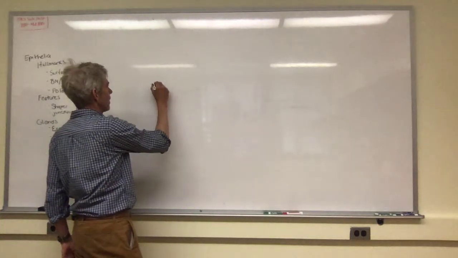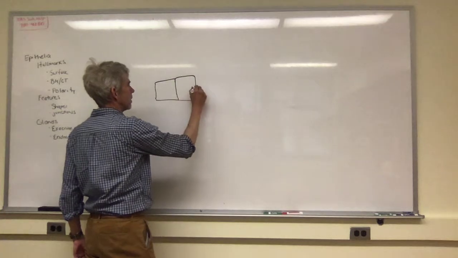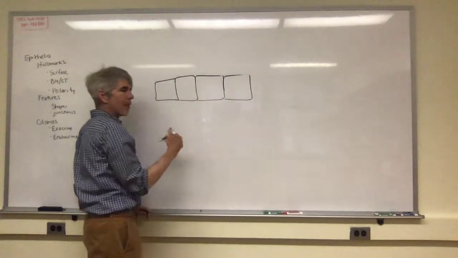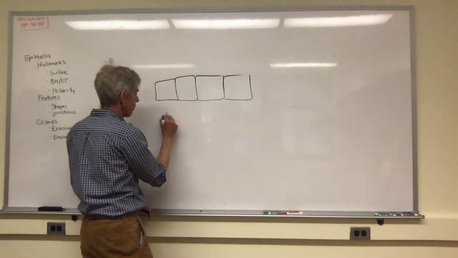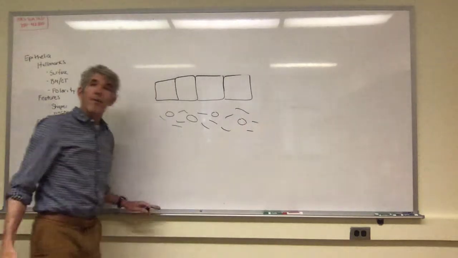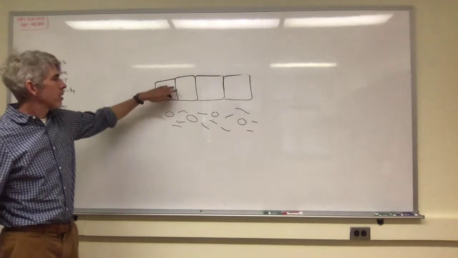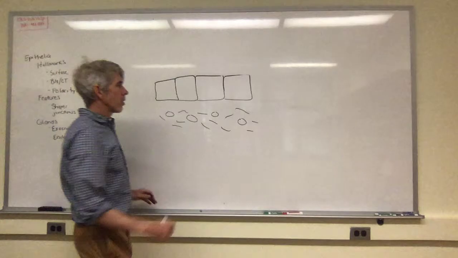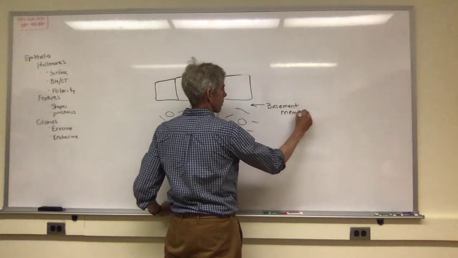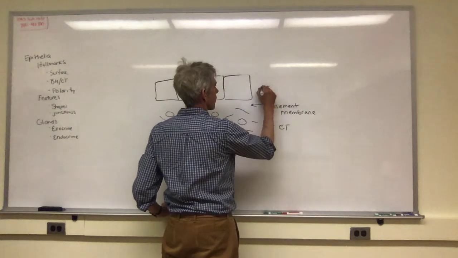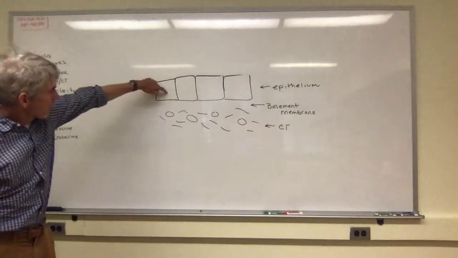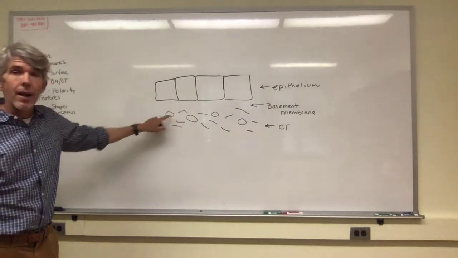So in cross section, an epithelium is going to look something like this. There's my epithelial layer at the surface, but this is in cross section. Deep to all epithelia is connective tissue. So let's draw some fibroblasts and some collagen or reticular fibers or whatever, deep to that. And the junction between the epithelium and the deeper connective tissue is a structure called the basement membrane. And the basement membrane contains molecules that are secreted both by the epithelial cells and the fibroblasts.